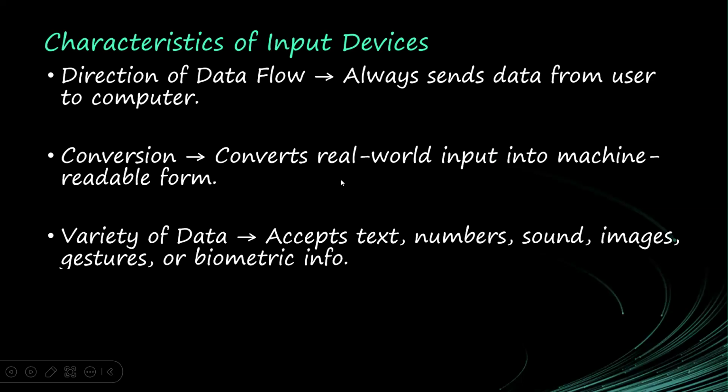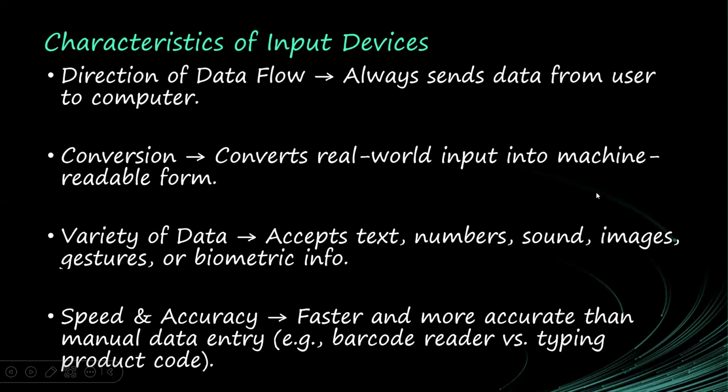Okay. Input devices accept a variety of data. We have text, numbers, sound, images, gestures, and biometric info. So there is a variety of data, and input devices accept these forms of data. Okay, so input devices have speed and accuracy. Input devices are faster and more accurate than manual data entry. All right. Barcode reader versus typing product code.